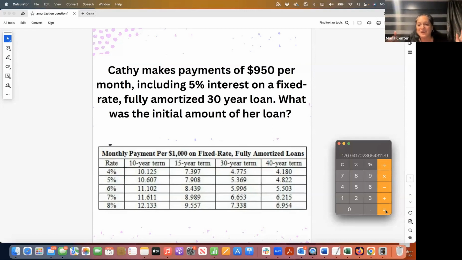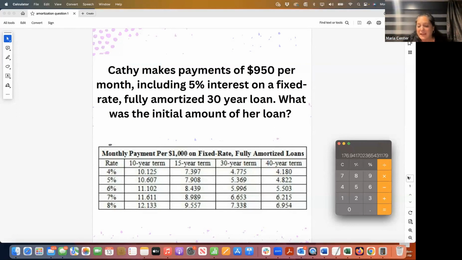176.94. Now, let me tell you something about this 176.94. That is how many times she has to hand over $5.369 a month. And every time she does it, like I just got through saying, all 176 times represents another $1,000 that she borrowed. So she borrowed $1,000 176.94 times, right?